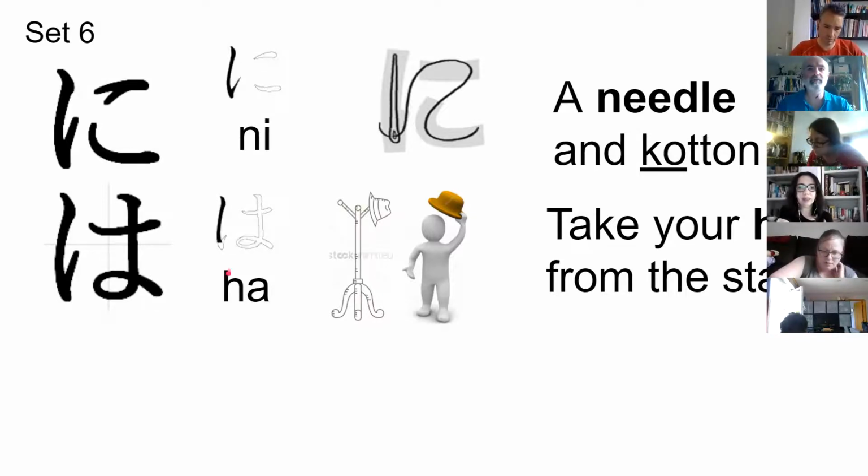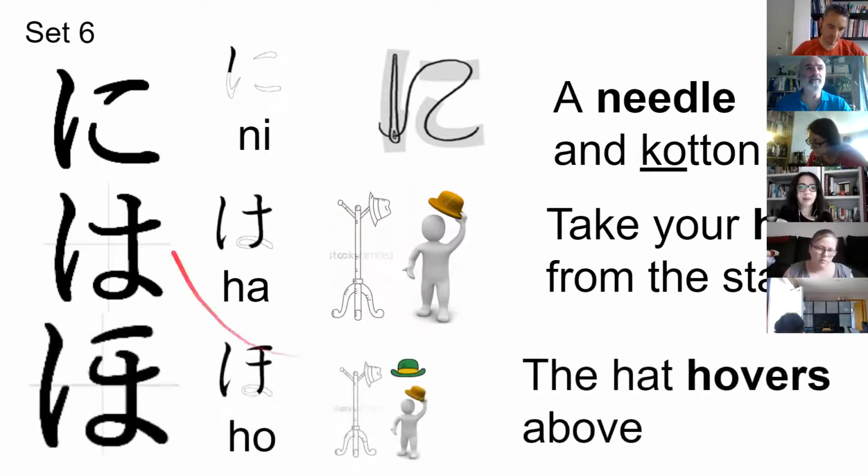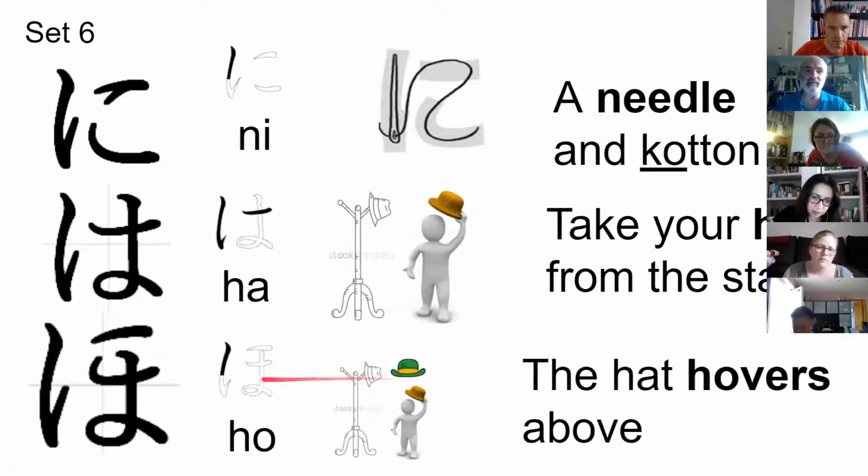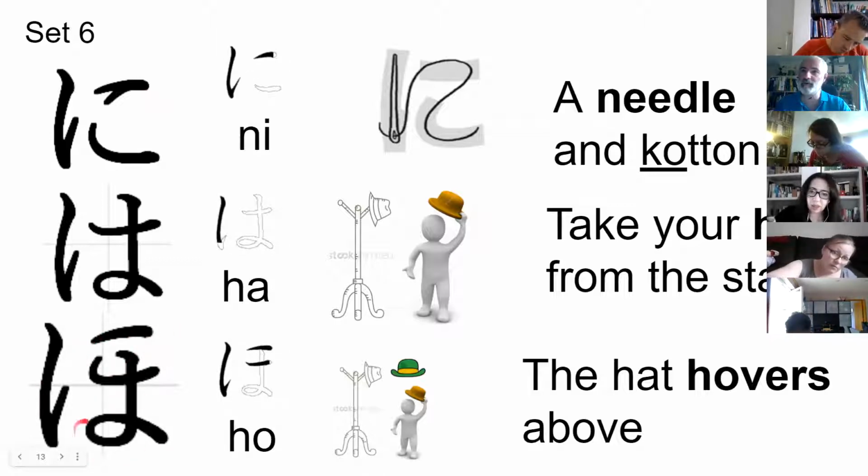Okay, let's go on to the last of this set. So again, this starts off with a vertical, and we can build on the ha by saying there's another hat which hovers above the first one. So it's this one here, ho. So we just draw the hovering hat first, and then we draw the other person underneath it.